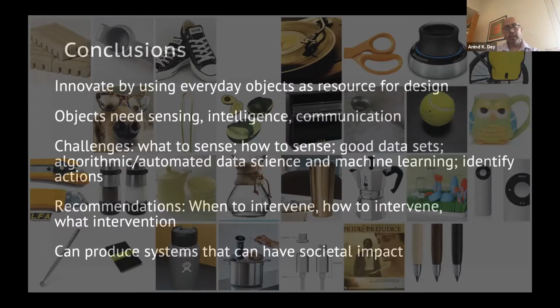We are still working on challenges in developing new algorithms and for both machine learning and data science. And then we have challenges in identifying what actions to take. And really those are the recommendations: when to intervene, how to intervene, and what intervention. So these are all challenges that you're all familiar with in your work in context-aware recommendation systems. And then our goal, of course, is to produce systems that can have societal impact, which is why we're mostly focusing on applications in the health domain.